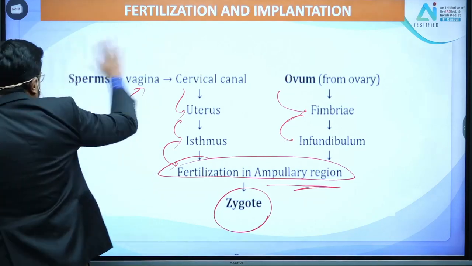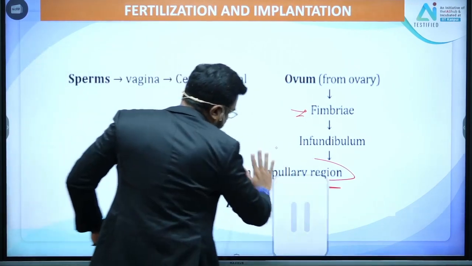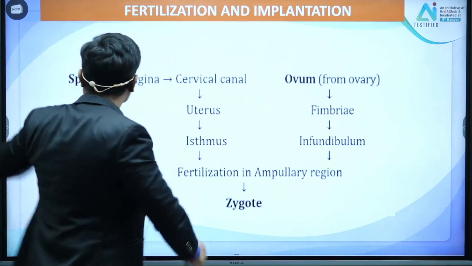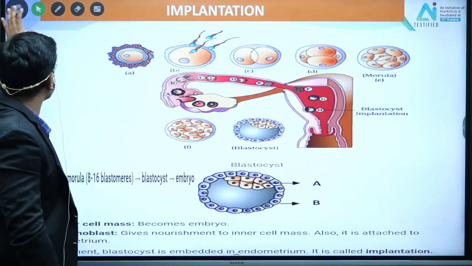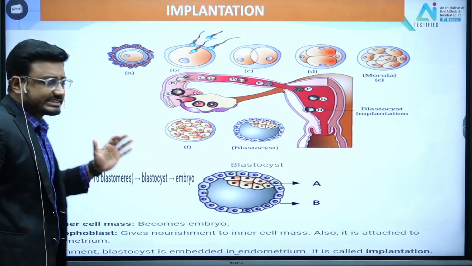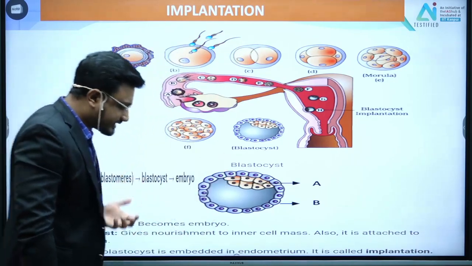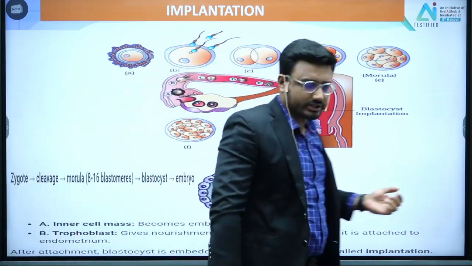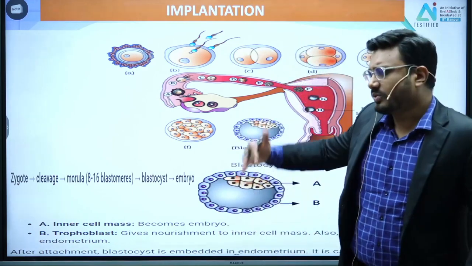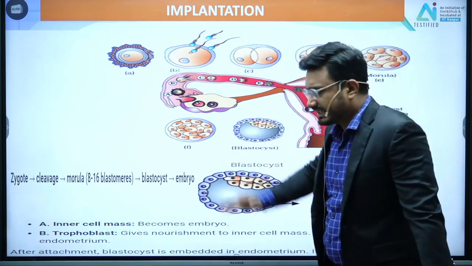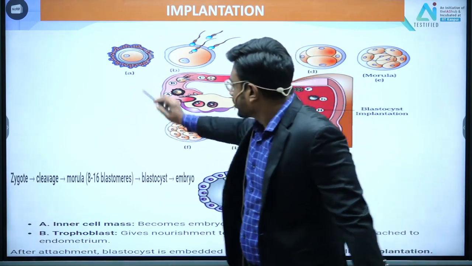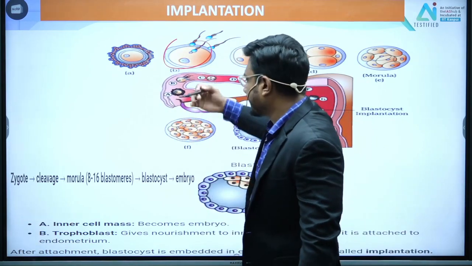So now let's move on to the next concept. The next concept is the implantation process. The zygote is formed after the fusion of the male and female gamete. Now what happens with the zygote? Let us understand. Here we can see that the zygote has formed.